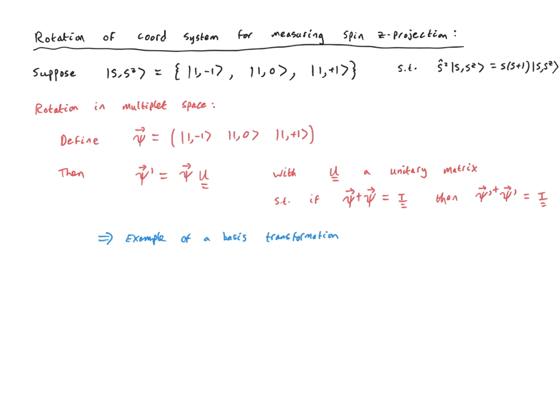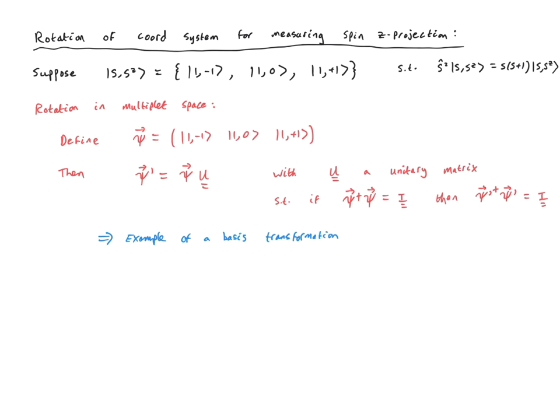So we can set up this problem in a more general way by considering it as a rotation in multiplet space. Let's define this vector, psi vector here, as a row matrix containing these three components of our spin 1 multiplet. I can now do a rotation within this multiplet space by simply defining a new vector, psi primed, which is related to the old vector, psi, by multiplying it by this unitary matrix.